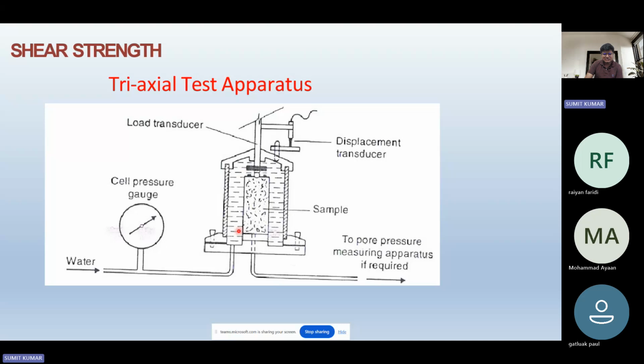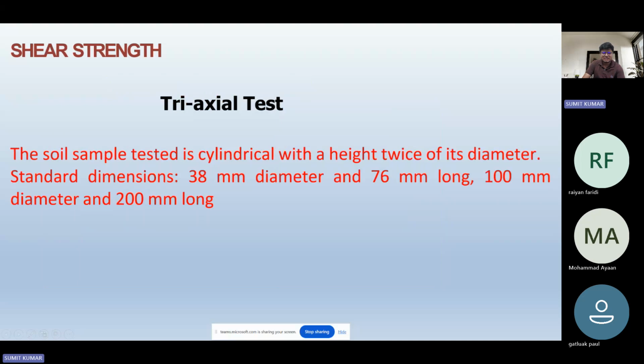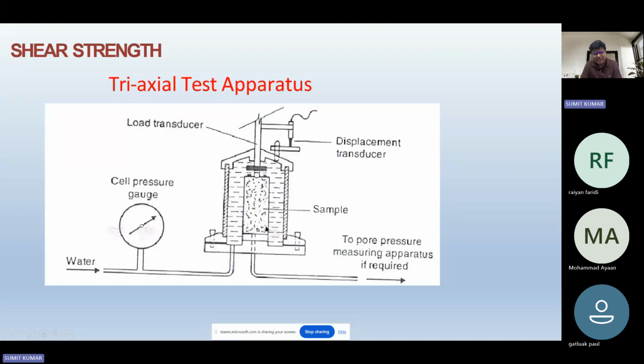See, this is the sample, which is 76 mm in height and 38 mm in diameter. The displacement measuring instrument, the displacement transducer, is shown vertically on the right-hand side of the upper plate, along with the cell pressure and how the drainage is provided.